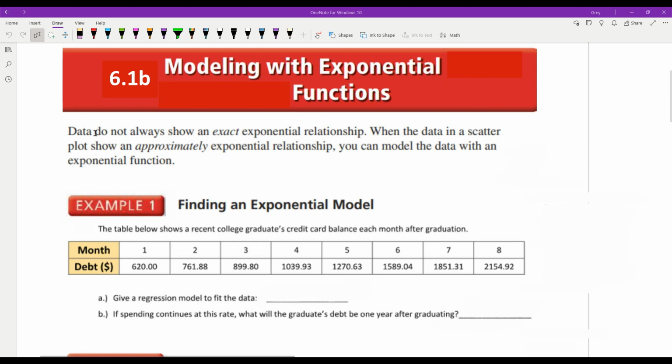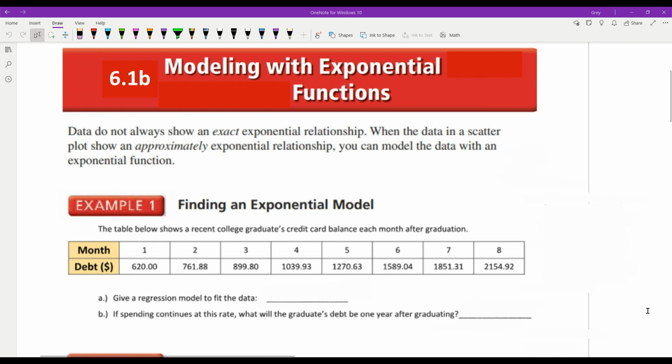So remember that data do not always show an exact exponential relationship, and when the data in a scatter plot shows an approximately exponential relationship, then you can model that with an exponential function. So one way we're going to talk about doing that is with a list of data, and we're going to use a regression model. Now, when you do these in your homework in Delta Math, you get to copy and paste the values.